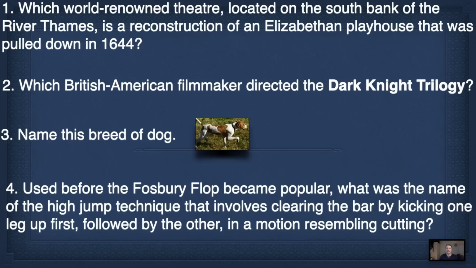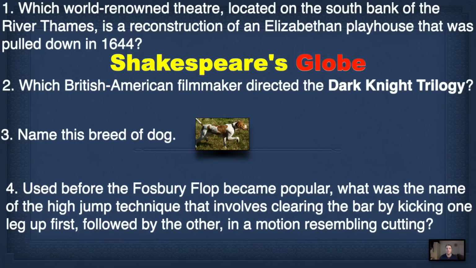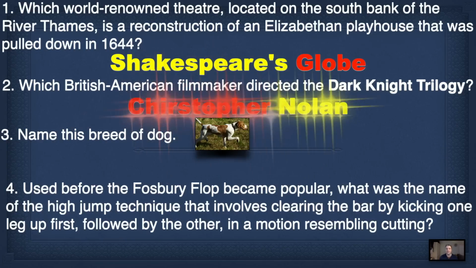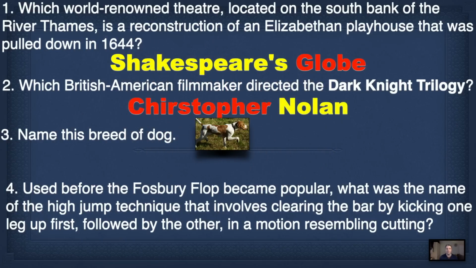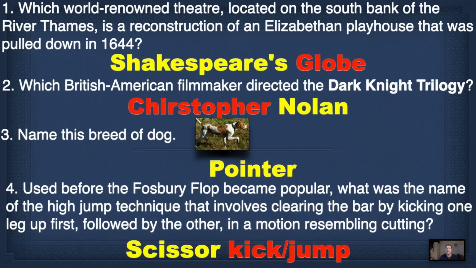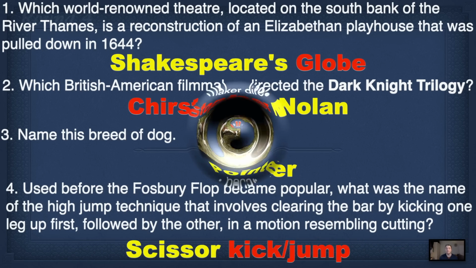The answers for the connections round number 1, the world-renowned theatre on the south bank of the River Thames, is Shakespeare's Globe. Number 2, the British-American filmmaker who directed the Dark Knight trilogy is Christopher Nolan. And number 3, this breed of dog is a pointer. And number 4, the technique used before the Fosbury flop became popular was the scissor kick or scissor jump.